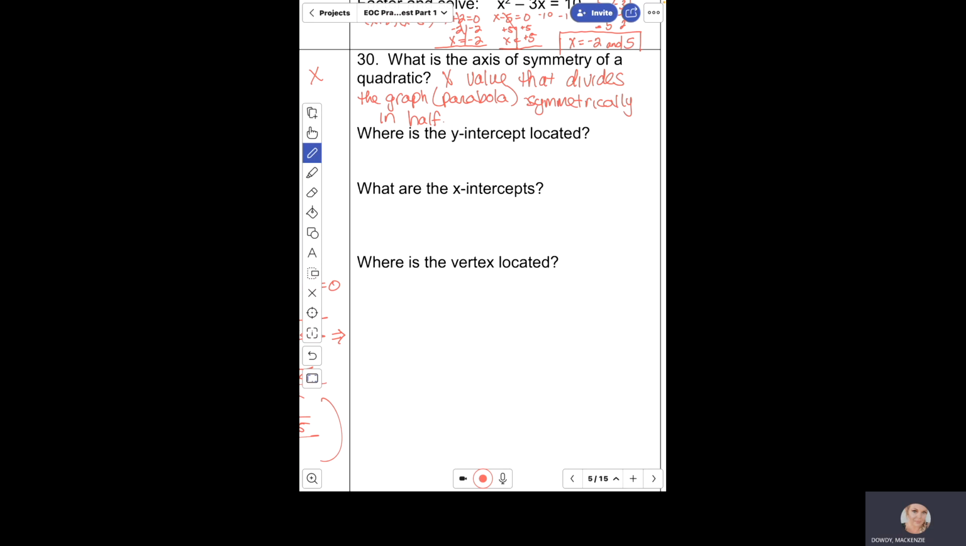Where is the y-intercept located? It is located where x is equal to 0, and on the y-axis, where the graph crosses it. So it's where our graph crosses the y-axis. What are your x-intercepts? They are the roots, solutions, and zeros.